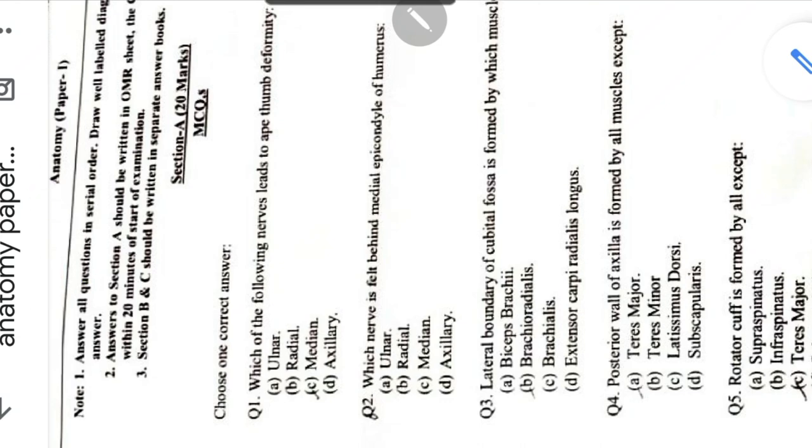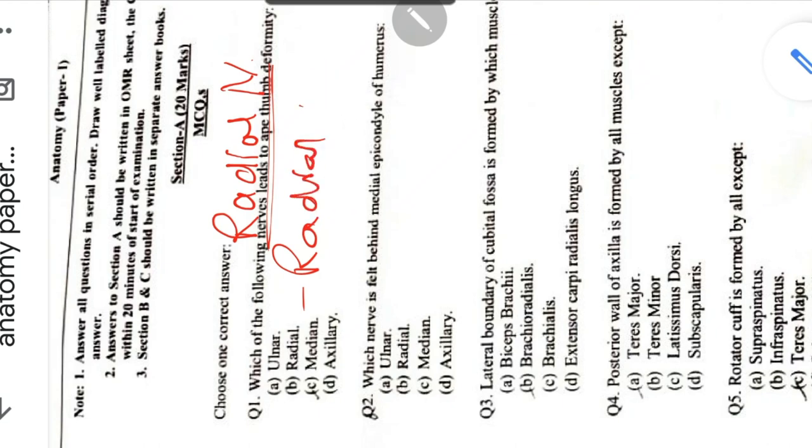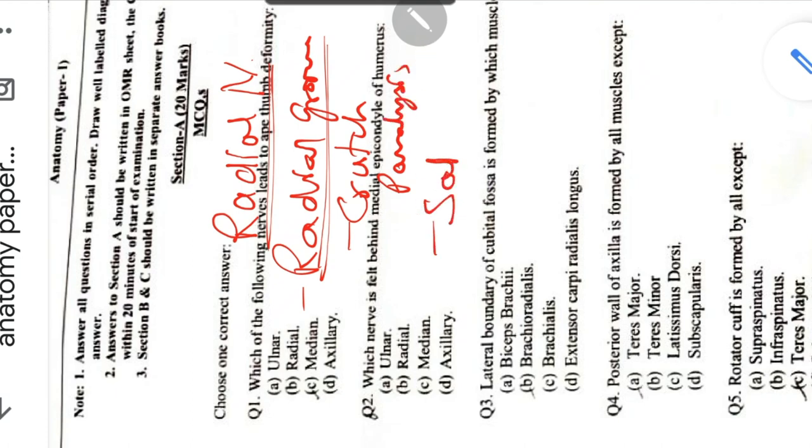Now talking about radial nerve injury, if it's in the radial groove, you call it crutch paralysis, or Saturday night palsy. Don't get confused. People generally confuse crutch paralysis with the axillary nerve. Because of this compression of the radial nerve in the radial groove, you call it crutch paralysis or Saturday night palsy.